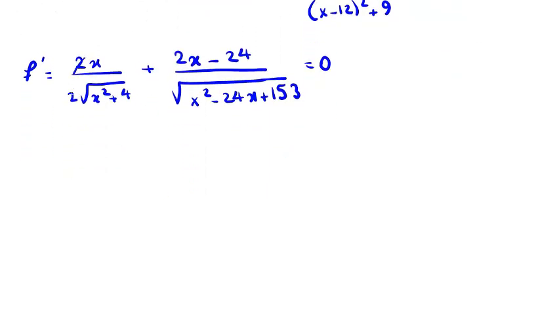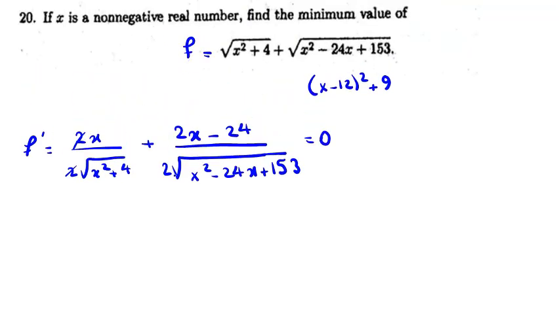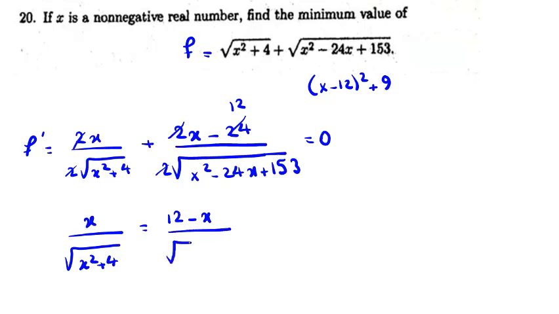So then we can divide these two by these two. Also here we have 2 because it is something to the power of 1 over 2. So we should consider 2 here. It will be 12. Now we can say, okay, x over the square root of x squared plus 4 equals 12 minus x over the square root of x squared minus 24x plus 153. Now we raise both sides to the power of 2. At the end, we should check that the signs of x and 12 minus x should be the same.